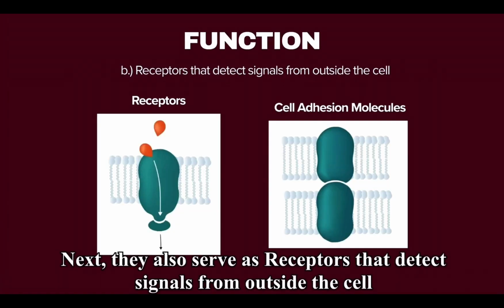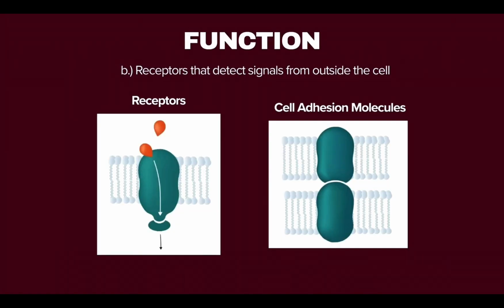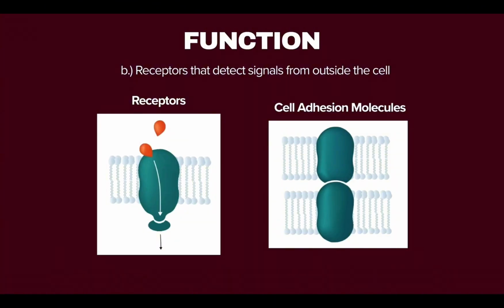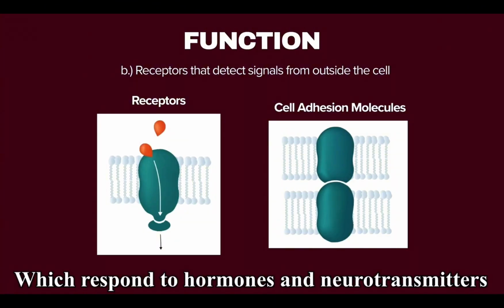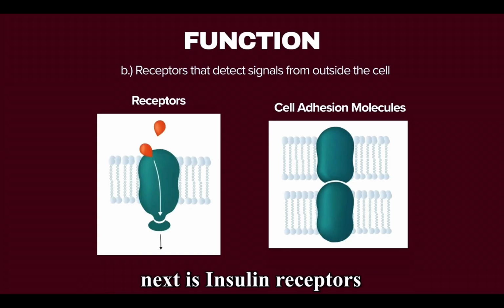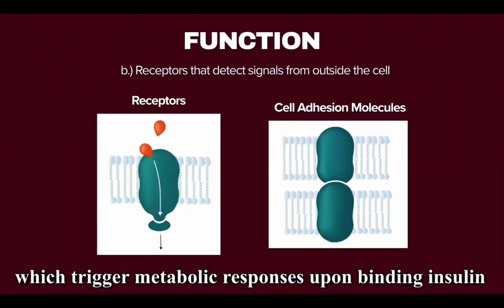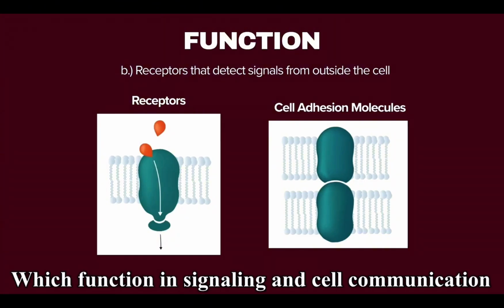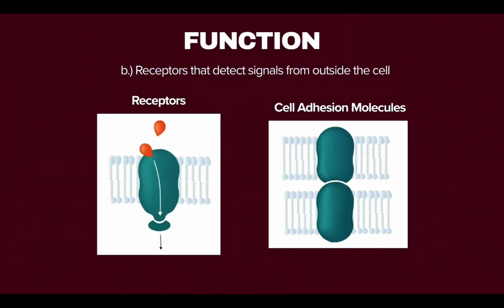Next, they also serve as receptors that detect signals from outside the cell. Examples are G protein-coupled receptors or GPCRs, which respond to hormones and neurotransmitters. Next is insulin receptors, which trigger metabolic responses upon binding insulin. And lastly, cell adhesion molecules, which function in signaling and cell communication.